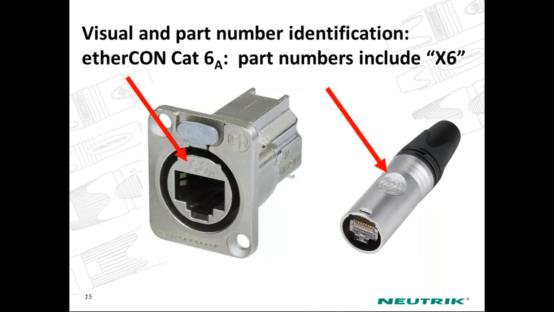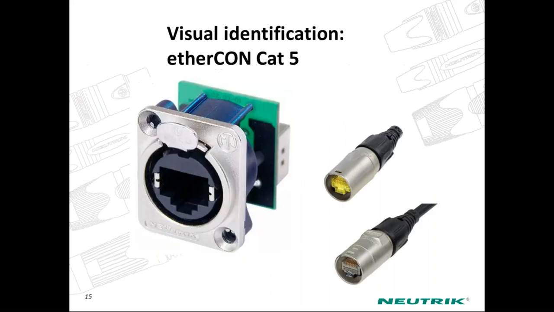Then when we look at EtherCON Cat 5, this one's kind of easy now that you know the trick, which is that this one doesn't have any identification saying what it is. So since it doesn't say what it is, it must be Cat 5.